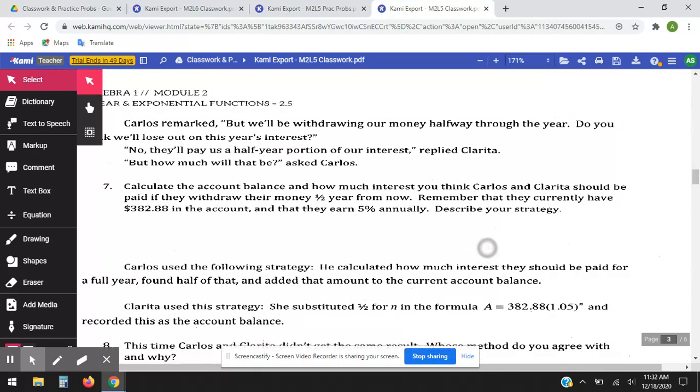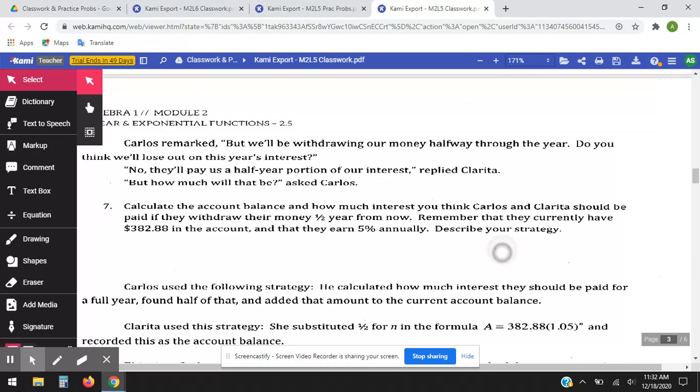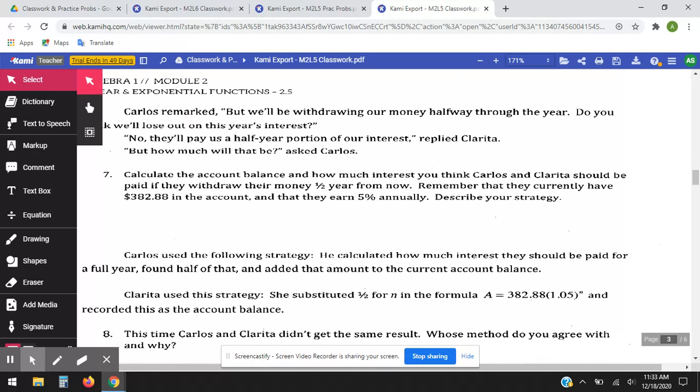Carlos says we'll be withdrawing our money halfway through the year. Do you think we'll lose out on this year's interest? No, they'll pay us for the half year's portion of our interest. So that's how banks do. They just keep it going for as much during the year. They'll pay out when you take it out, but it's accruing each month. And Carlos wanted to know how much that would be.